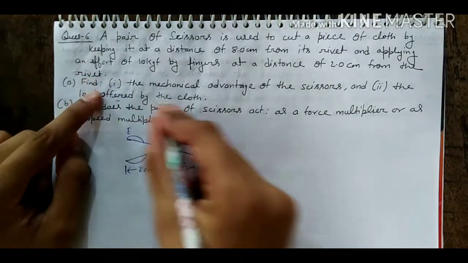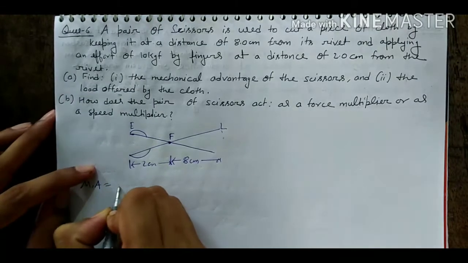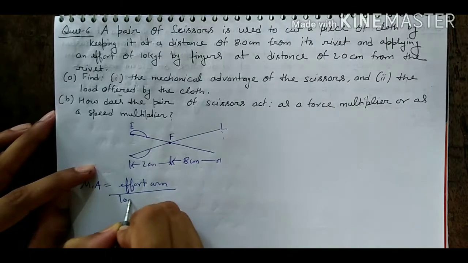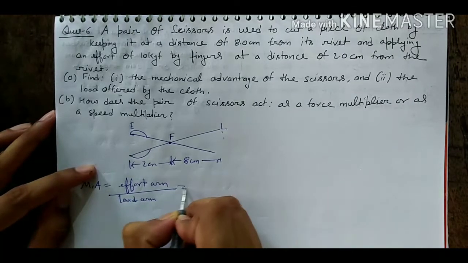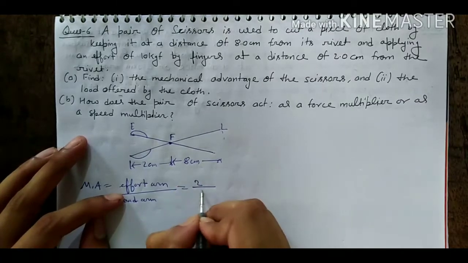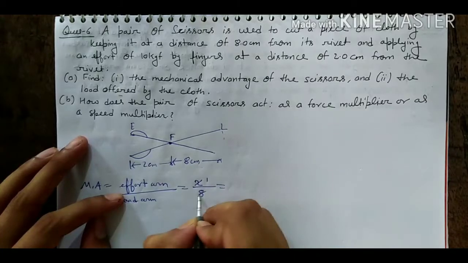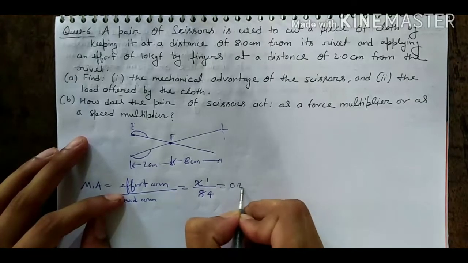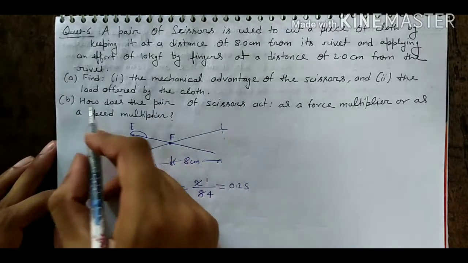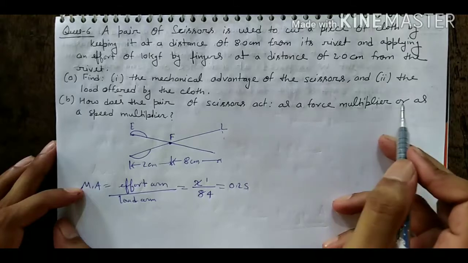And mechanical advantage is asked, so we can write here mechanical advantage means effort arm upon load arm. Here effort arm is given as 2 cm and load arm is given as 8 cm. 2 ones are 2, 2 fours are 8, so 1 by 4 means 0.25 will be the mechanical advantage.